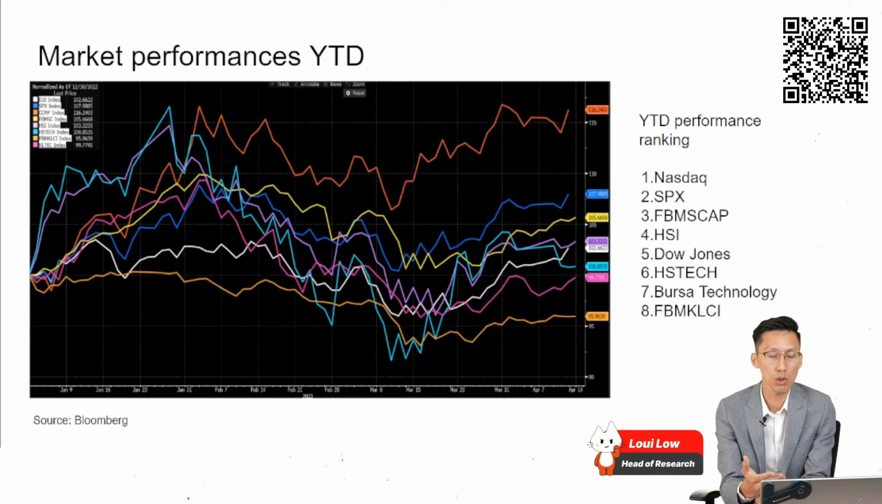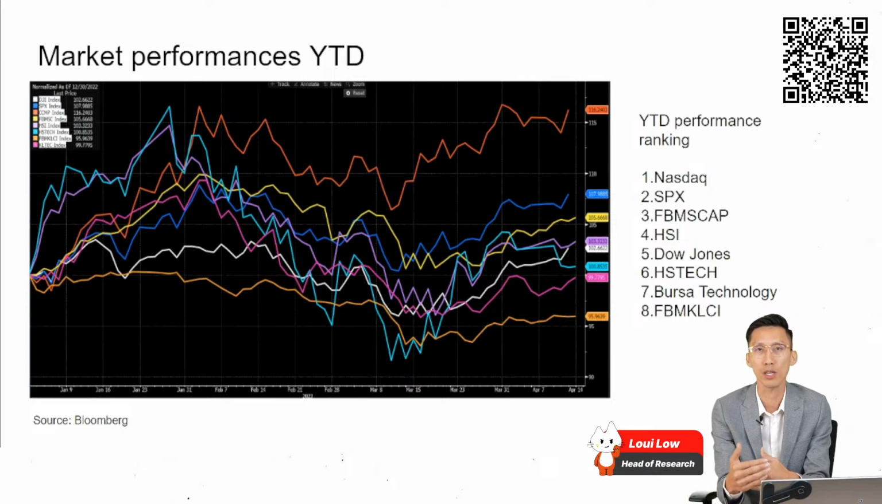If we look into this index performance, you can see that the ranking is, the first one is NASDAQ, second one is S&P 500, followed by small cap index, Hang Seng Index, Dow Jones, and also HS Tech, Bursa Technology, and also FBM KLCI. So you can see most of them are in the US, and Hong Kong is part of it as well. But you can also notice that FBM small cap is there. FBM small cap is just part and parcel of what we are doing right now.